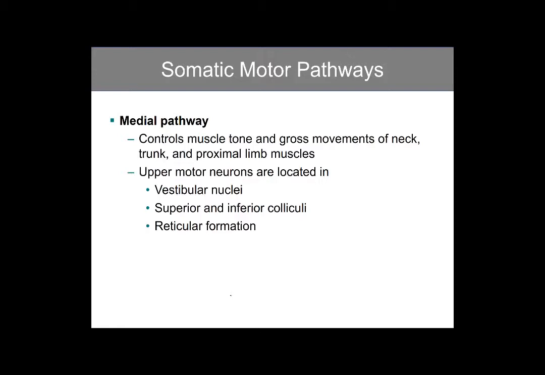The medial pathway controls muscle tone and gross movements of the neck, trunk, and proximal limb structures. The upper motor neurons are located in the vestibular nuclei, the superior and inferior colliculi of the corpora quadrigemina of the mesencephalon, as well as the reticular formation.